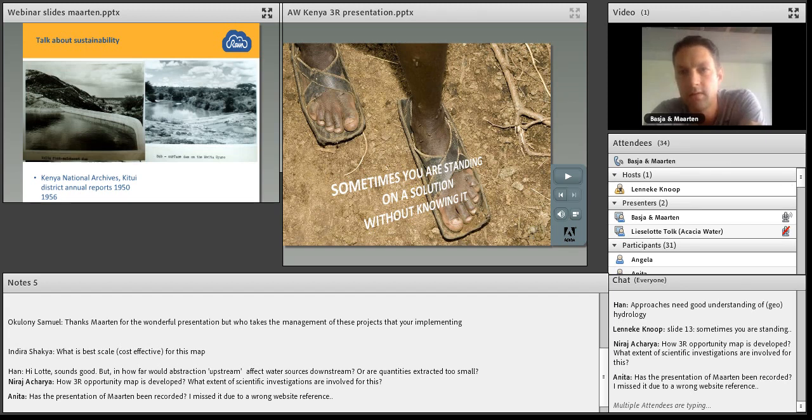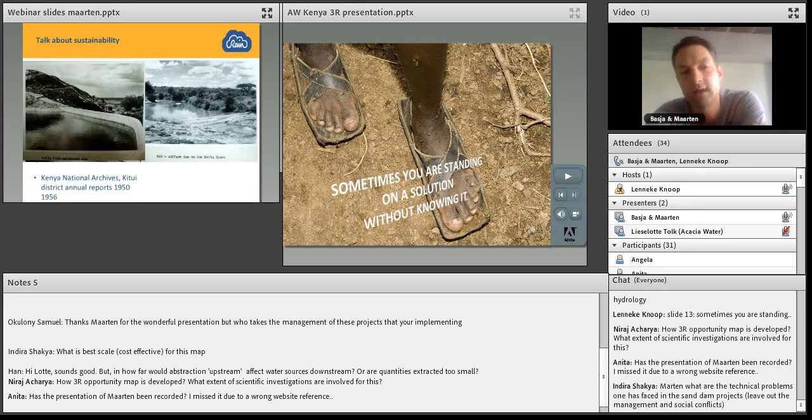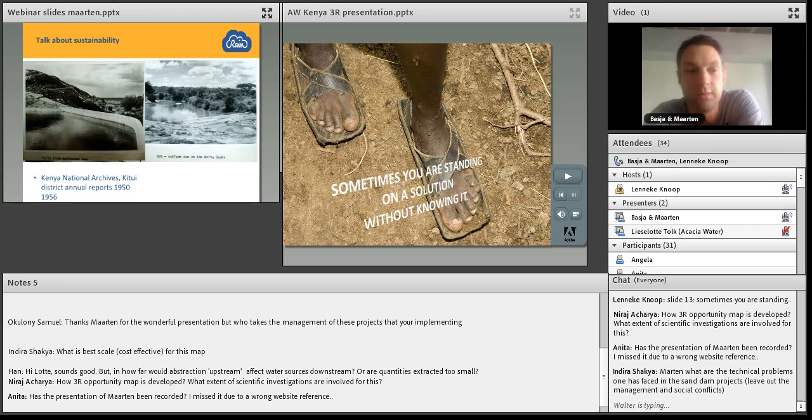The results of that research were quite good. You could see that in general the water level rose considerably with the sand dams. But monitoring the water level is quite tricky. You need someone to look after these piezometers all the time.